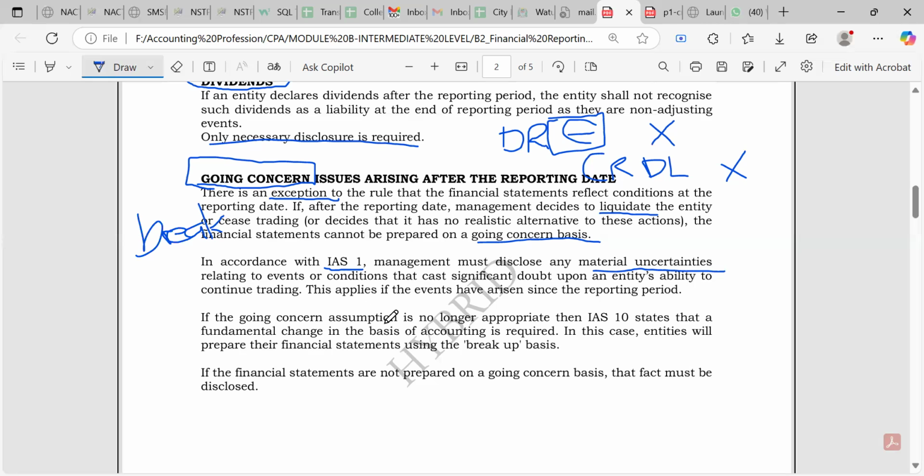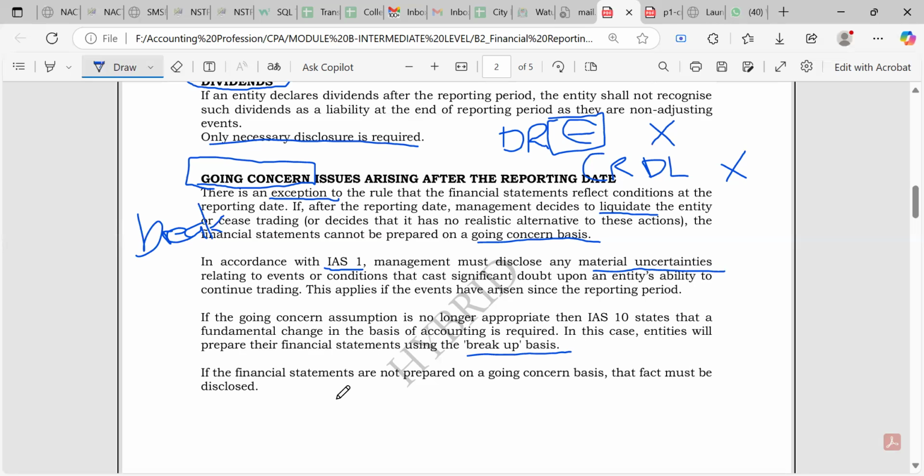Now, if the going concern assumption is no longer appropriate, like I told you, there should be a fundamental change in the basis of accounting. I already spoke of the breakup basis, where all non-current assets and non-current liabilities become current assets and current liabilities. The assets are valued at their piecemeal values. That's why you speak of the breakup basis, right?